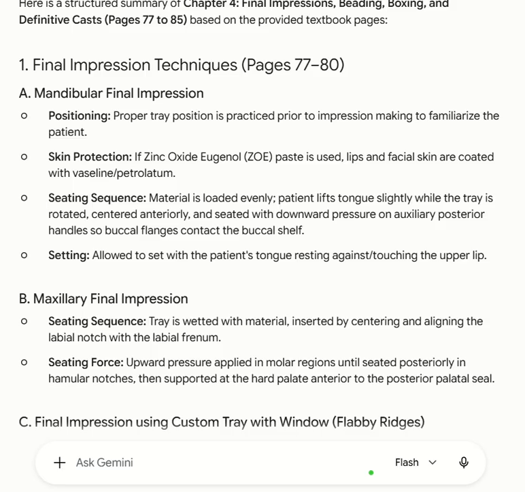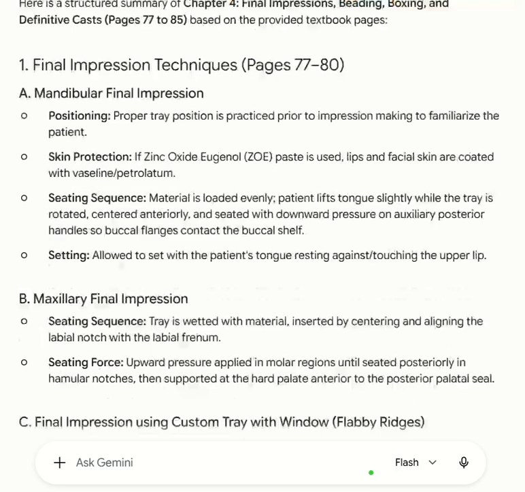B. Maxillary final impression. Seating sequence: tray is wetted with material, inserted by centering and aligning the labial notch with the labial frenum. Seating force: upward pressure applied in molar regions until seated posteriorly in hamular notches, then supported at the hard palate anterior to the posterior palatal seal.